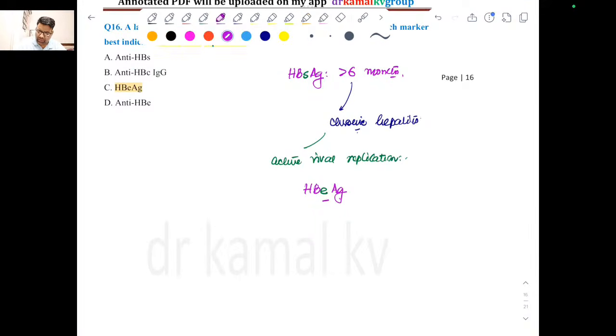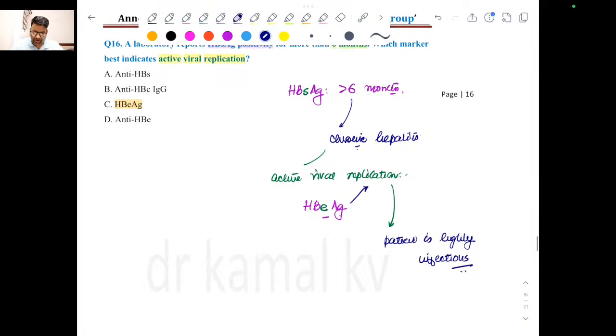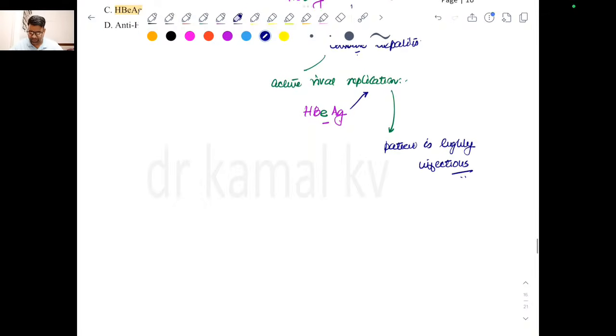So this shows that the virus is actively and rapidly multiplying within the body, and therefore the patient is highly infectious. So the patient is highly infectious. So that's the interpretation of this. Very good, Gaurav. Very good, Priya. Okay, so this is envelope antigen.